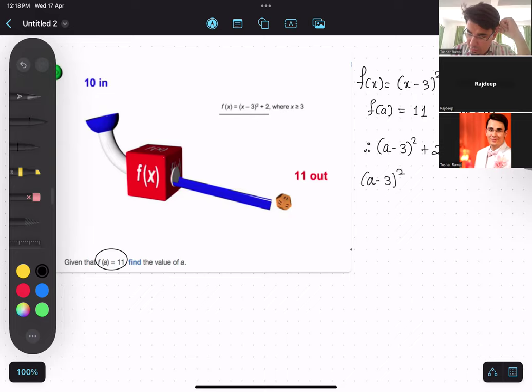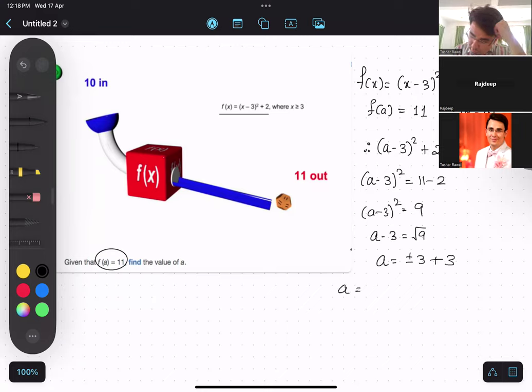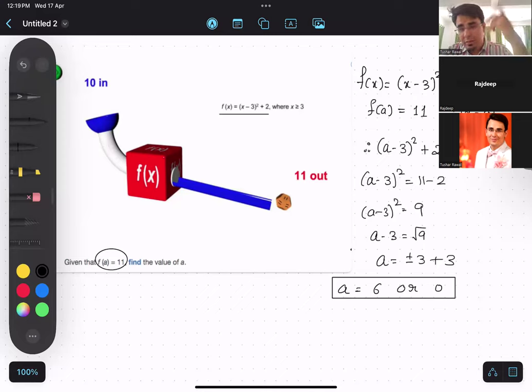Now I will shift 2 to the other side. (a minus 3) whole square equals 11 minus 2, which is 9. Shift the square to the other side: a minus 3 equals plus or minus under root 9. A equals, and you can shift 3, so a is equal to plus 6 or minus 3 plus 3. So a value can be either 6 or 0. Plus 3 plus 3 is 6, minus 3 plus 3 is 0.